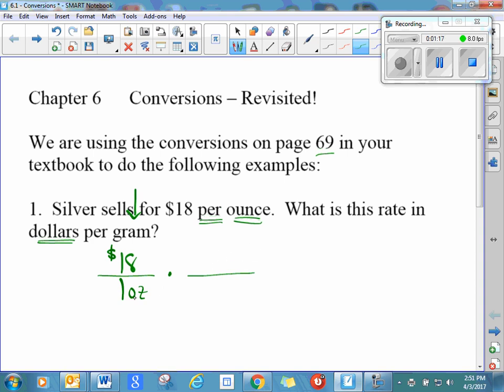So remember, the ounces are in the denominator, so they need to be in the numerator here to cancel. And our grams then go in the denominator. So I'm going to go look in the chart, and it says 1 ounce is the same as 28.35 grams. So our ounces cancel. We are left with dollars in the numerator and grams in the denominator, which is what they're asking us to find. We just need to clean it up.